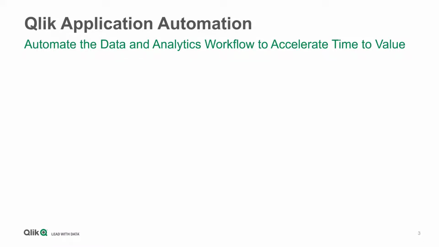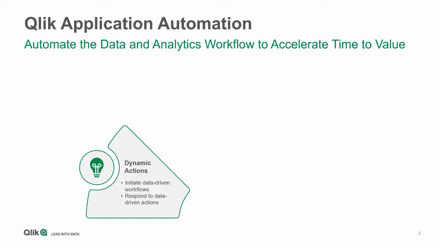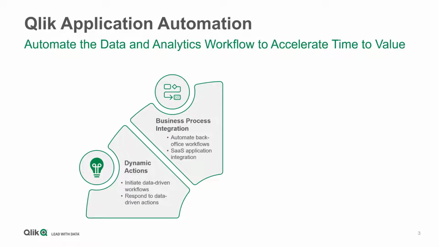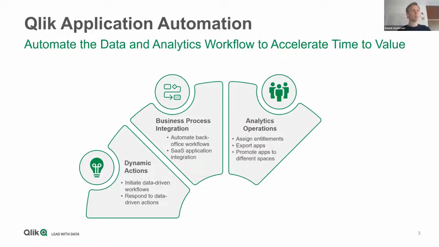Basically, there are 4 general use cases that we see application automation being used for. The first one is dynamic actions, basically initiating data-driven workflows based on what's happening with your data inside of Qlik. Second is business process integration. That's what we'll be focusing on today. That allows a lot of our back office workflows to be automated and also triggered by things that are happening inside of our Qlik applications.